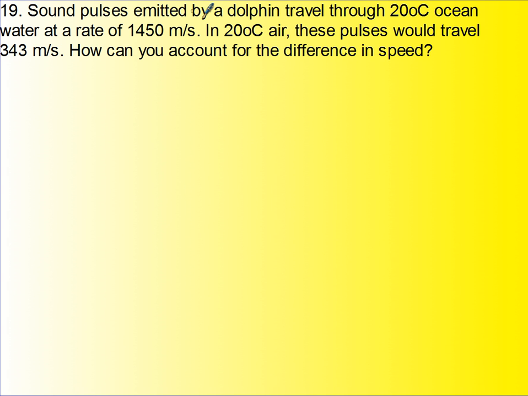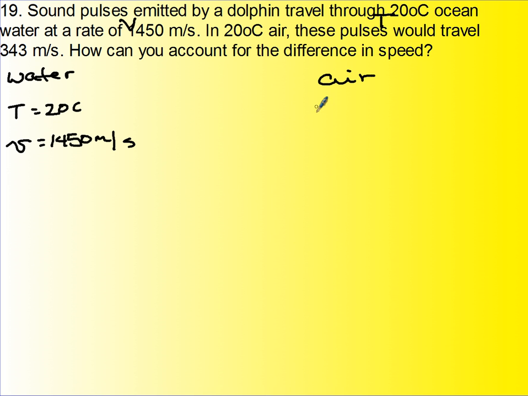Now, sound pulses emitted by a dolphin travel through 20 Celsius ocean water at 1,450 meters per second. So that's a speed, and this is a temperature. So in water, the temperature is 20 Celsius, and the speed is 1450 meters per second. In air, at the same temperature, the speed is only 343.